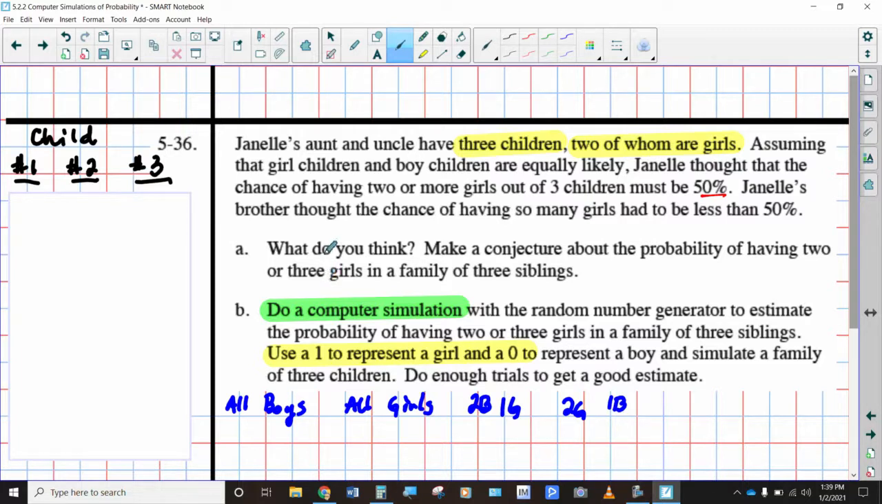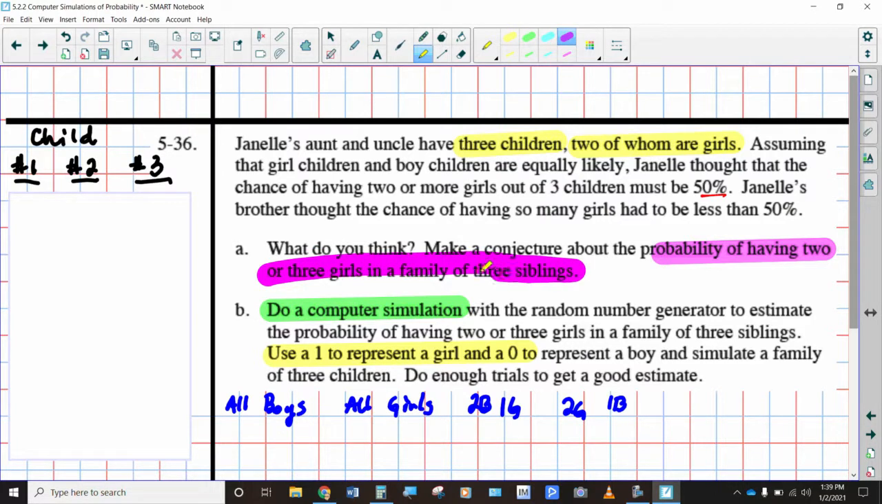What do you think? Okay, so it says make a conjecture about the probability of having 2 or 3 girls in a family of 3 siblings. Okay, so I'm going to highlight. Let me use this color. Probability of having 2 or 3 girls.